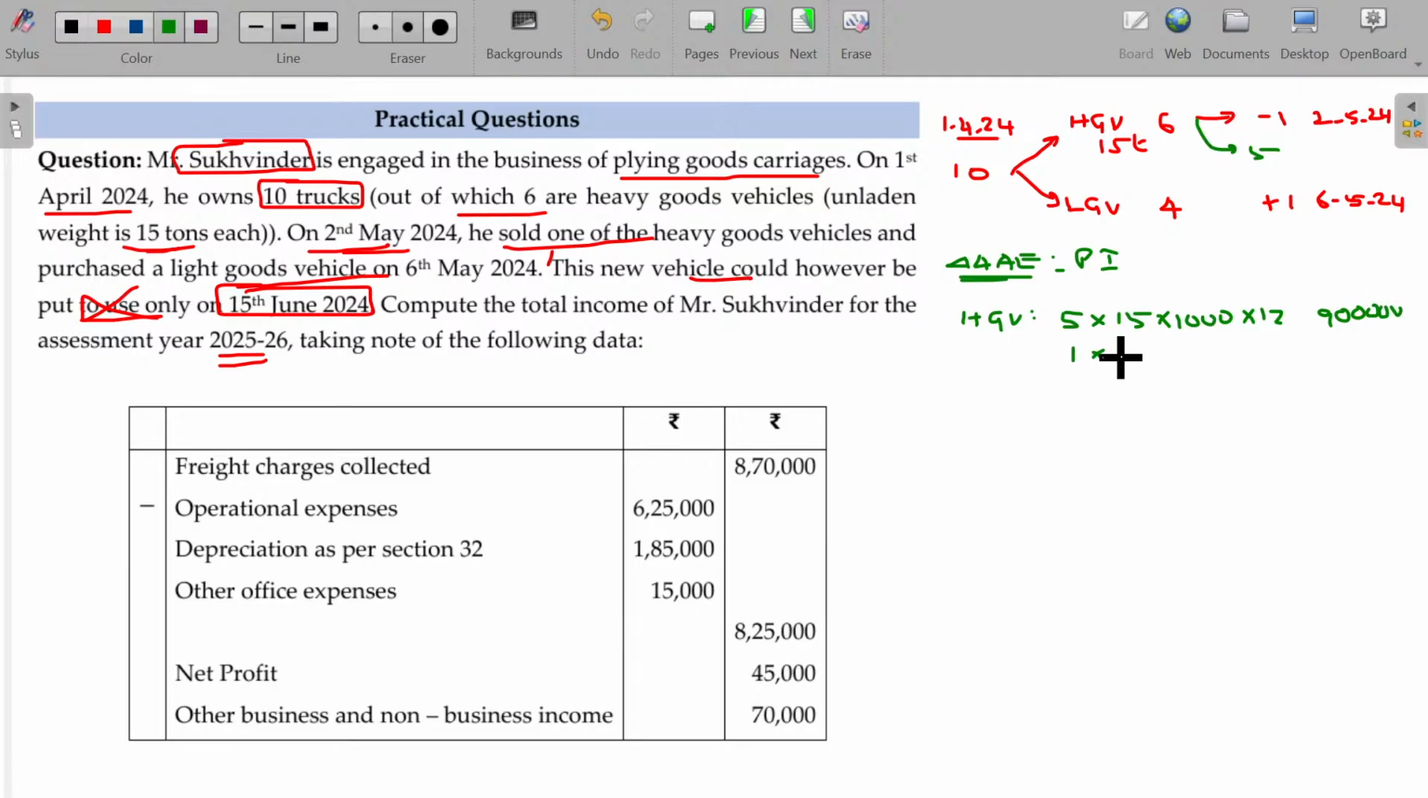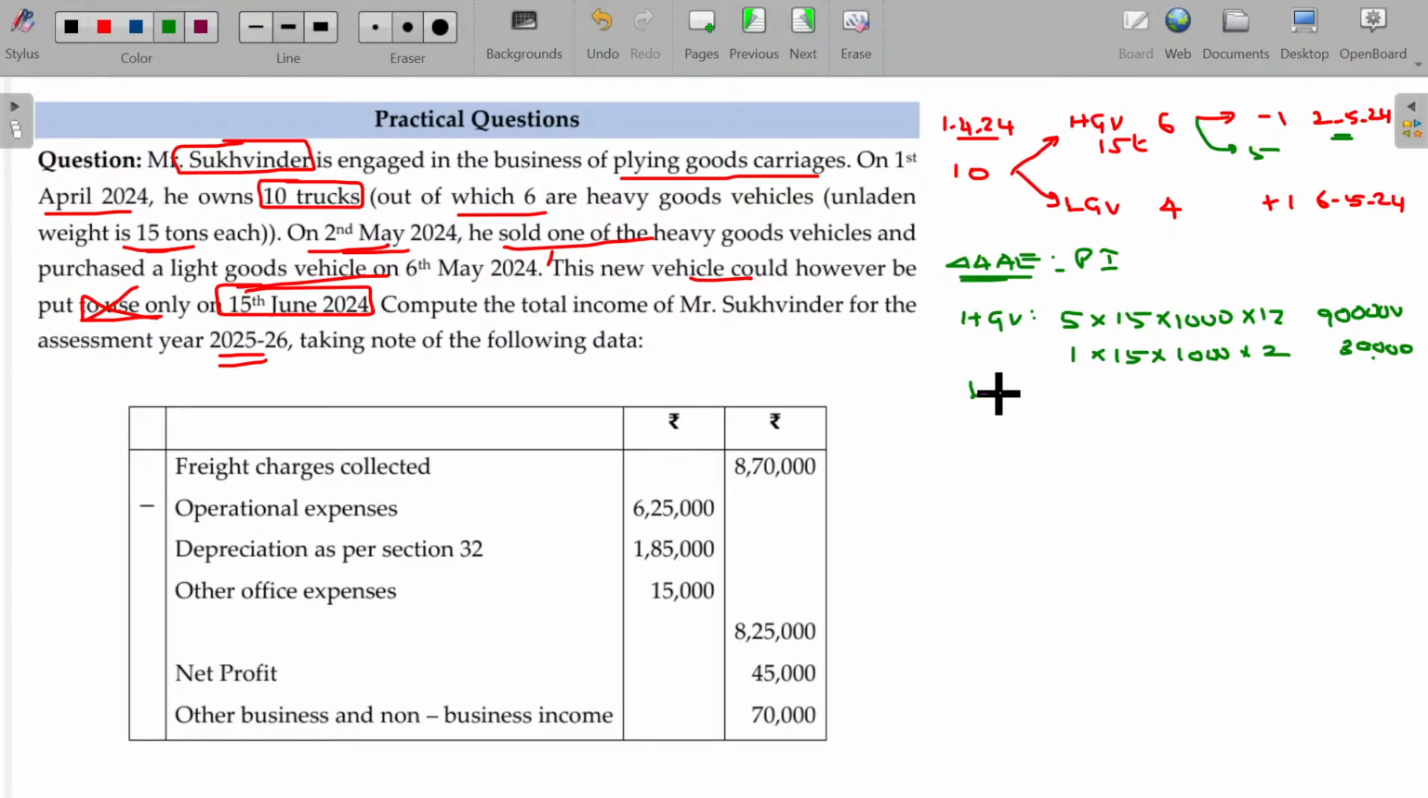Another one having 15 tons at rupees 1,000 was held up to 2nd May, April, May, only 2 months, 1 month and 2 days. So convert that to full months, 2 months. Come on, find out the value here. 30,000 rupees.